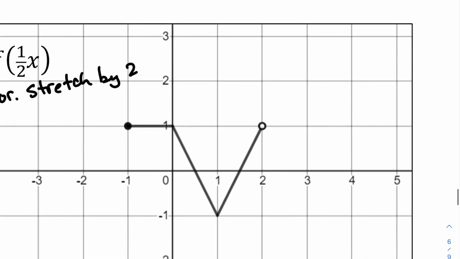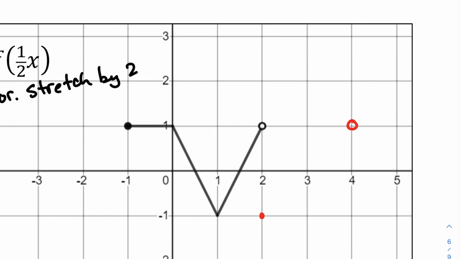Let's start with this hollow point right there. It's going to be twice as far from the y-axis, right? Go twice as far from the y-axis. Let's go down to this corner right there. It's going to be twice as far from the y-axis, so double this length to there. So there's going to be the tip of my V, twice as far from the y-axis.